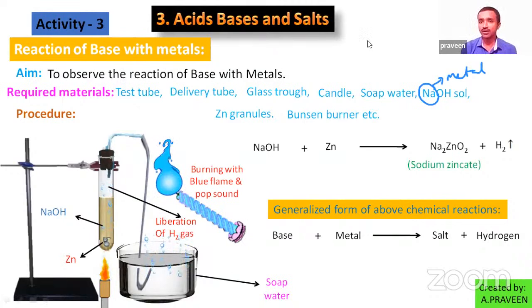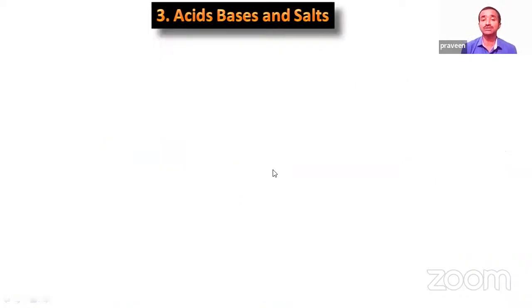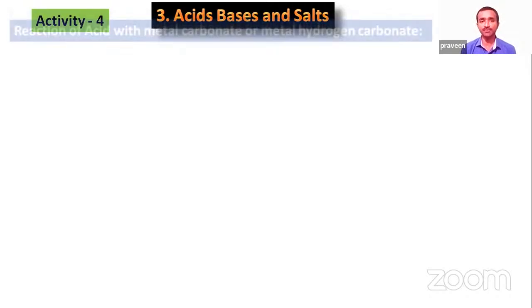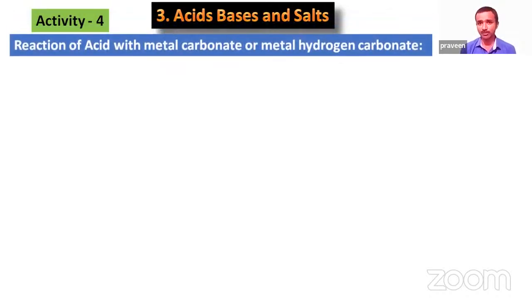Then we will go for the next topic, which is activity number 4. What is that? In activity 4, we are learning about the reaction of acid with metal carbonate or metal hydrogen carbonate. So the reaction of acid with metal carbonate or metal hydrogen carbonate will be discussed in activity number 4.